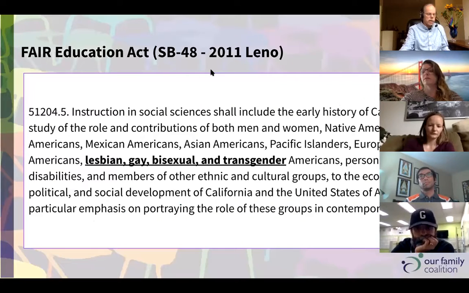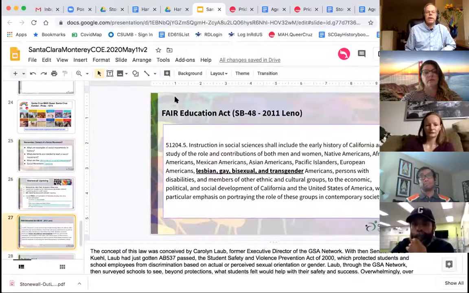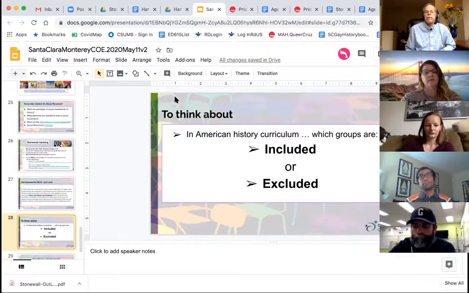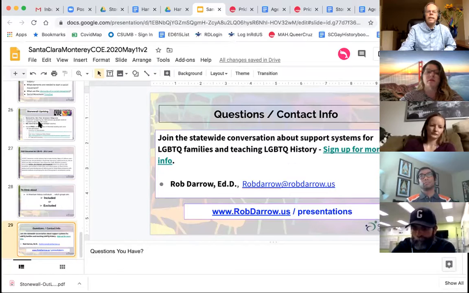So I'm going to point out that we have the Fair Education Act. We've talked about that before. This is one piece of that history that you can talk about as you think about what people are included and what people are excluded, and what people do when they don't feel like they're included. This is just one example in history.